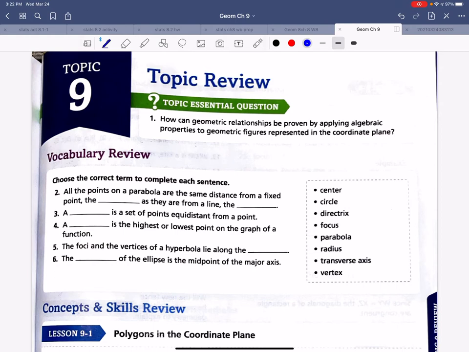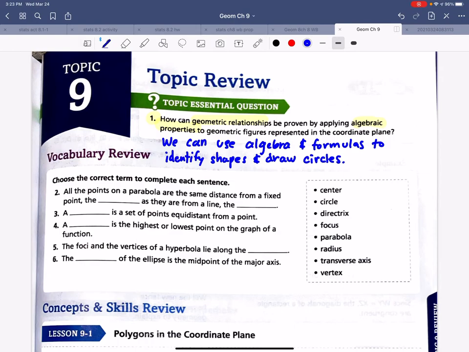All right, so the first question, question number 1, states, how can geometric relationships be proven by applying algebraic properties to geometric figures represented in our coordinate plane? Okay, so I think based on our foldables, we have some really good examples of that. How can we do this? We can use algebra and our formulas to identify shapes, right? And draw circles.